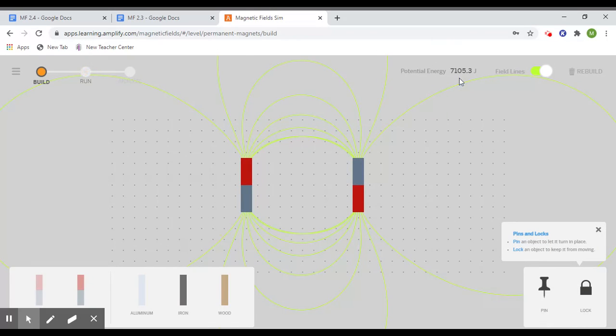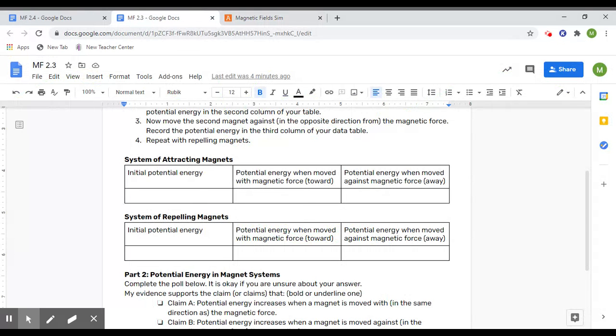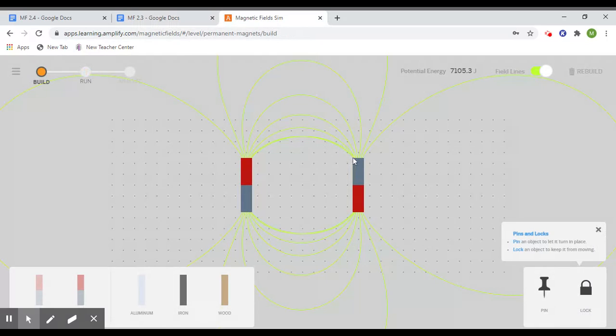So to find the potential energy, that's up here, 7105. So I would type that here, 7105. And the decimal doesn't really matter so much. And for attracting magnets, the first thing I'm going to do is put it towards the magnetic field. So this is something I wasn't too clear about in my video for 2.3. And you can see here with the field lines, to move it towards my magnetic field, I'm going to move it closer, not touching, but closer.